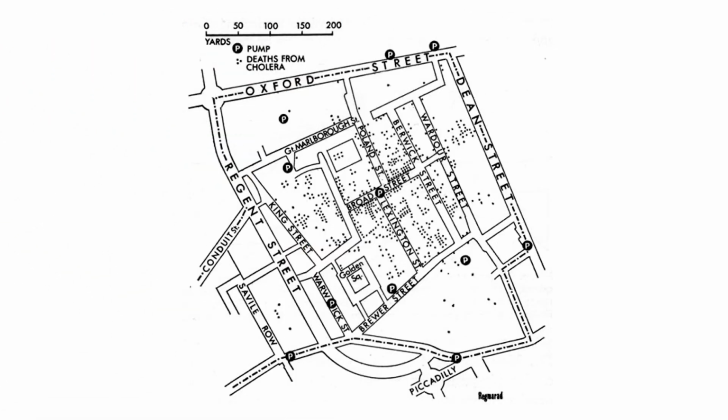Now, by mapping the cholera-related deaths that occurred, John Snow was able to zero in on a particular water pump along Broad Street. Apparently, these cholera-related deaths would regularly get their water from said water pump.